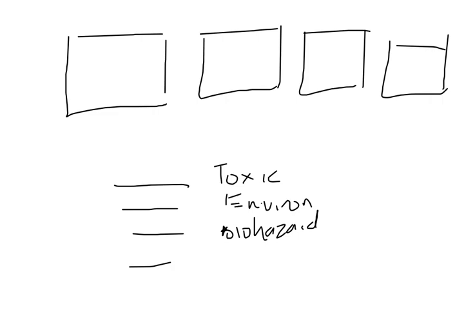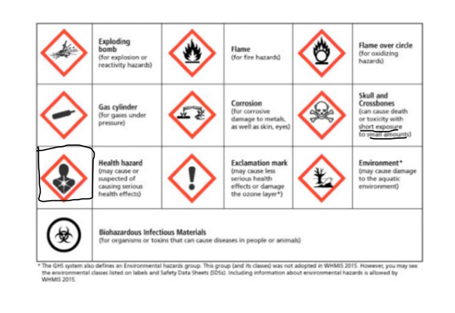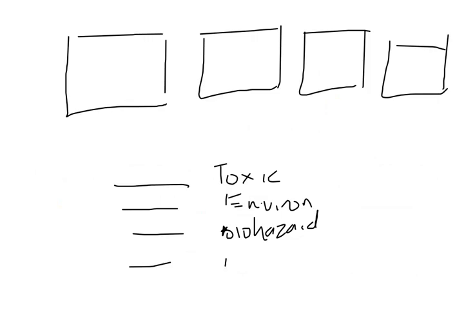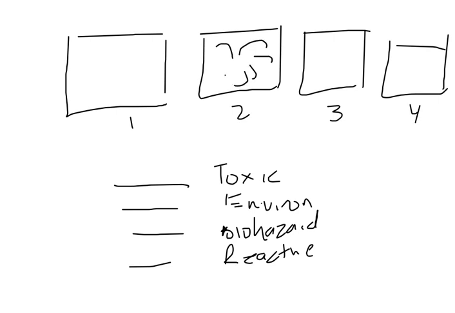And why don't we go with reactive. And then they'll number these as like 1, 2, 3, and 4. And then, for example, if the biohazard, I can't draw in the slightest. Say this is the biohazard symbol, the one that's the worst.